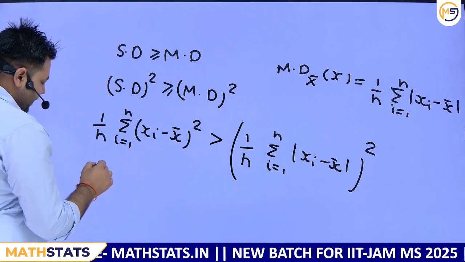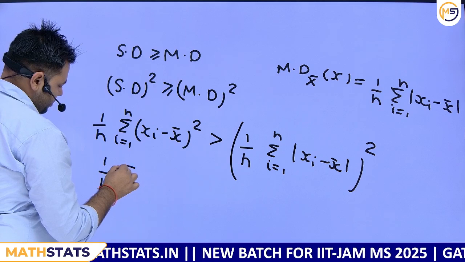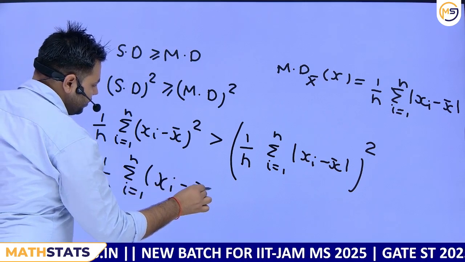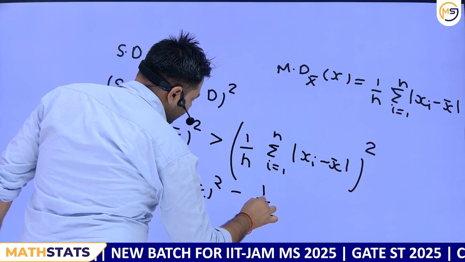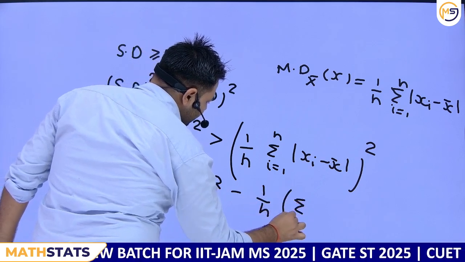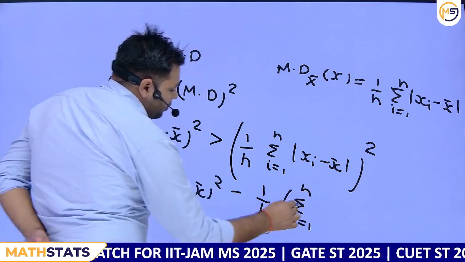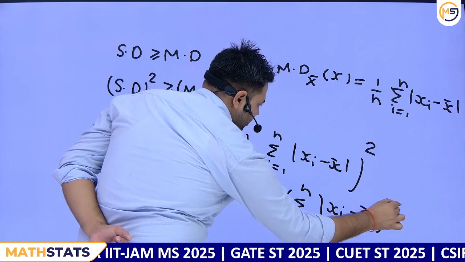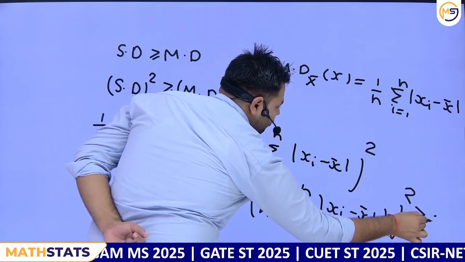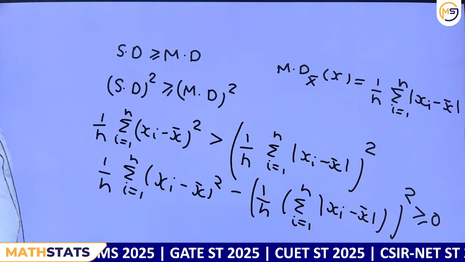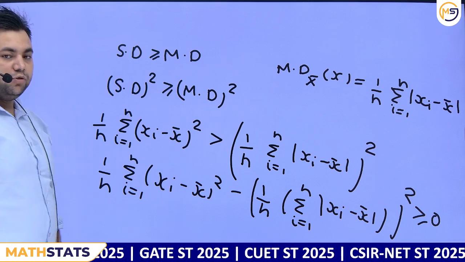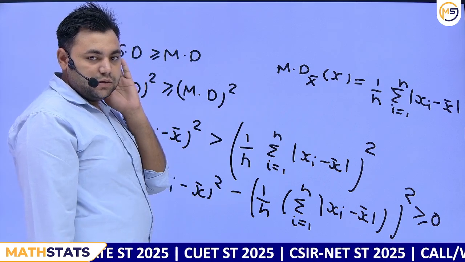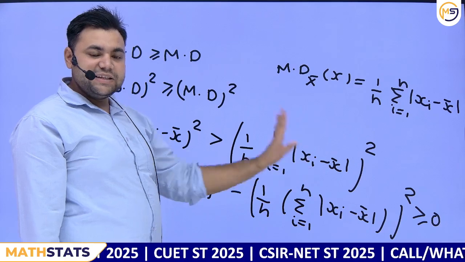So now transfer this part, so you can write minus 1 by n summation i equal to 1 to n mod of xi minus x bar whole square. This is greater or equal to 0. Okay, anyone problem in this step? You can ask. If any person has any problem in this step, ask. Here I am just writing the definition of each quantity.